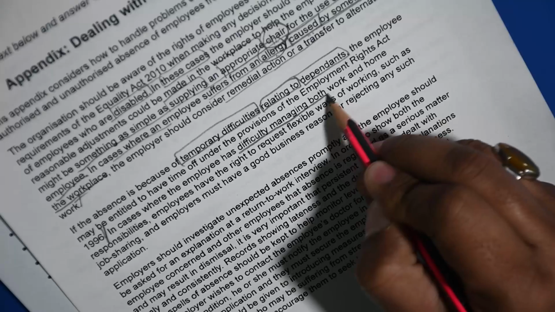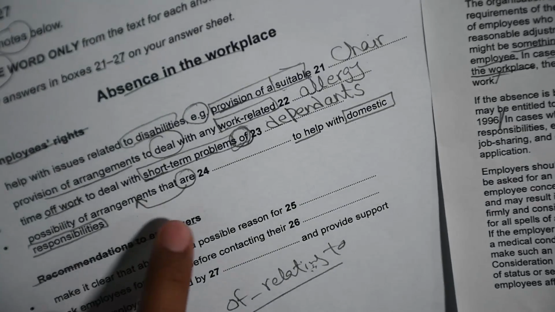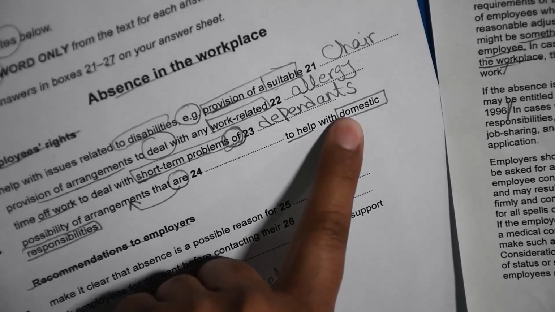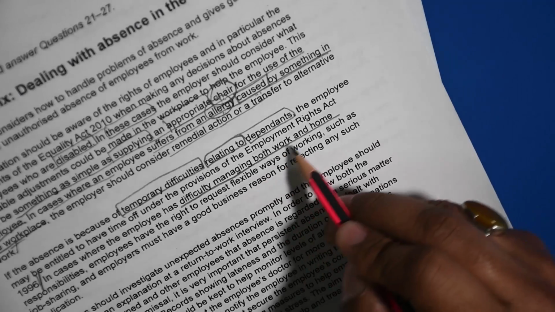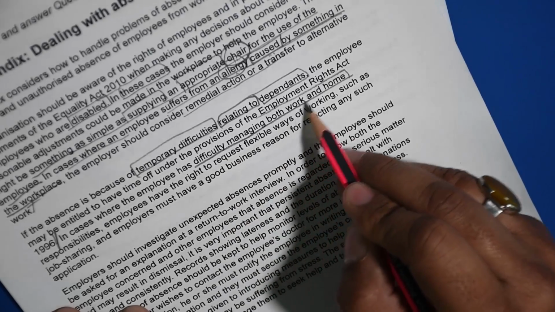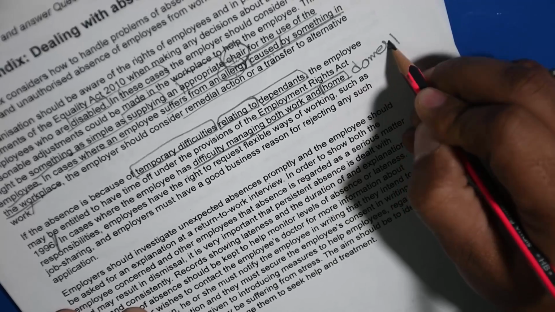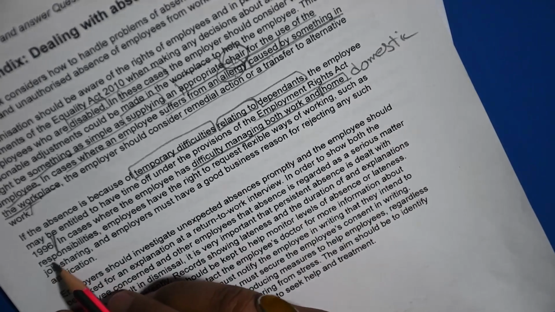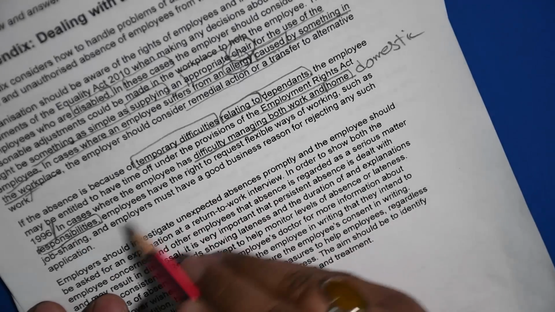Now again, what's the question? Let's just keep in mind: possibility of arrangements that are dash to help with domestic responsibilities. Now what is domestic responsibilities? Work and home. Okay, in cases where the employee has difficulty managing both work and home. Home is actually domestic, right? Responsibilities. Okay, now we've got the direct word. Employees. Now the answer is here.